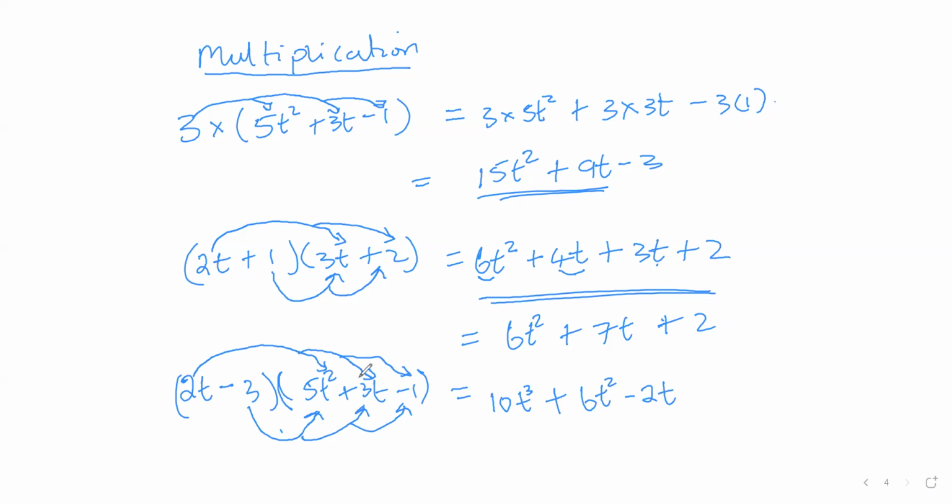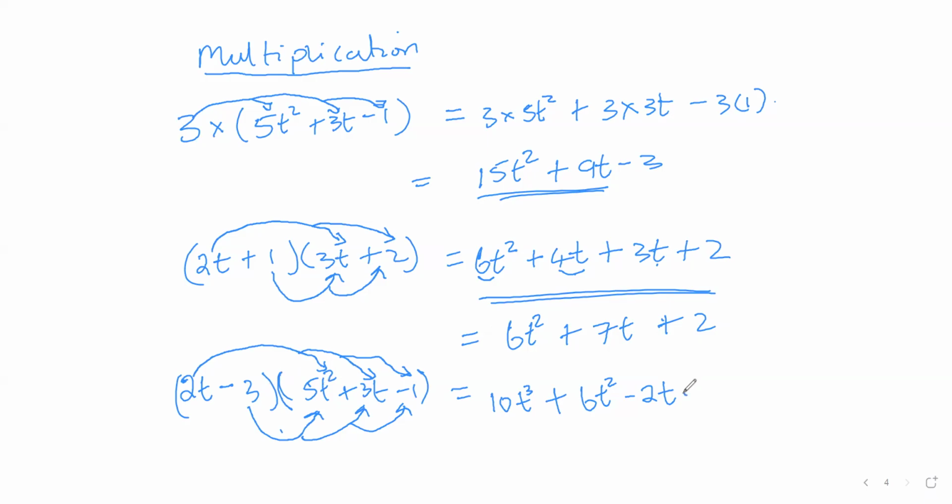Okay, so we are done with multiplying 2t by each term in this bracket. Now we are multiplying -3, not just 3, but -3. Always read a term together with its sign. We multiply -3 by each term in this bracket. We get -3 times 5t squared. So it's -3 times 5.